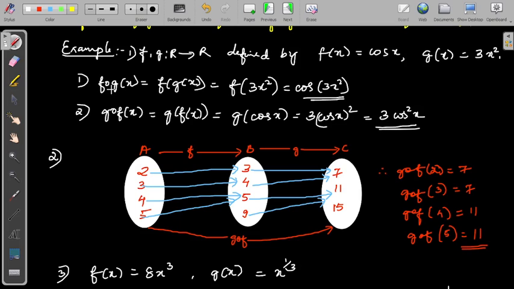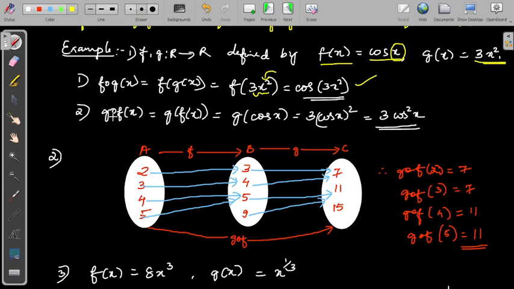So first I have to find out f composite g of x. So f composite g of x is f of g of x, which is equal to f of, what is the value of g of x? That is 3x square. Put it over here, 3x square. Now f of x is cos of x. In the place of x, what you have now? 3x square. That has to be substituted. So cos of 3x squared. So this gives you f composite g.